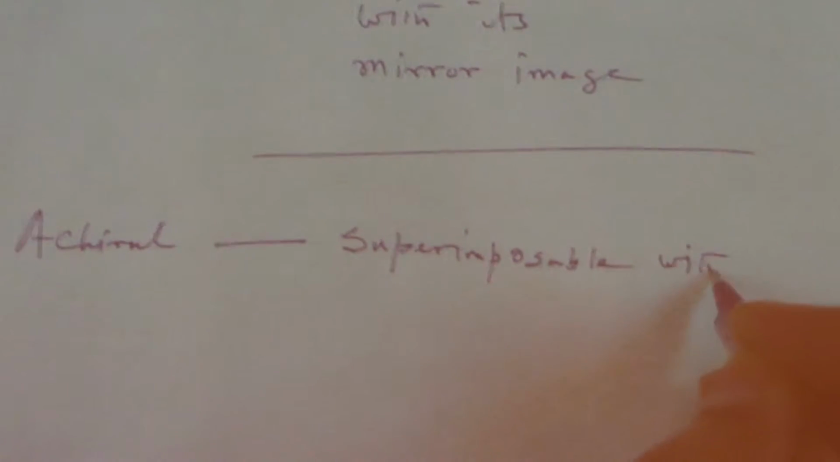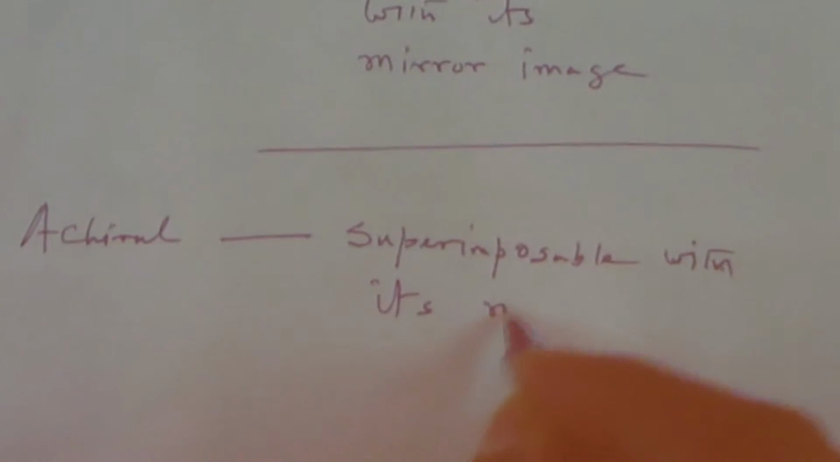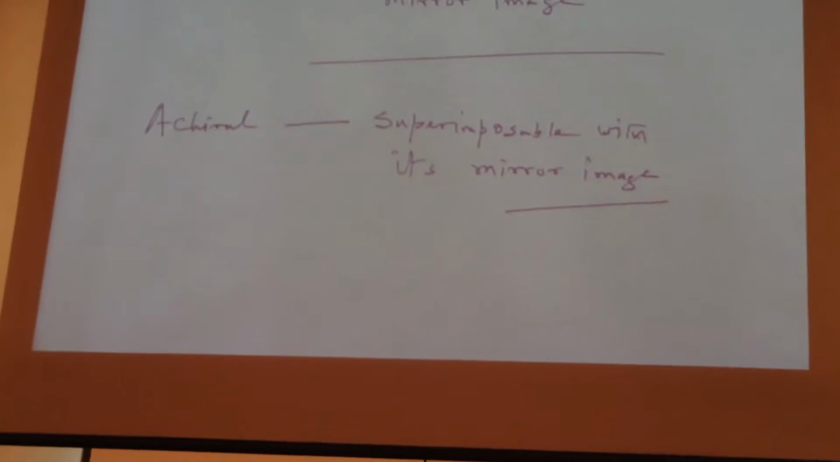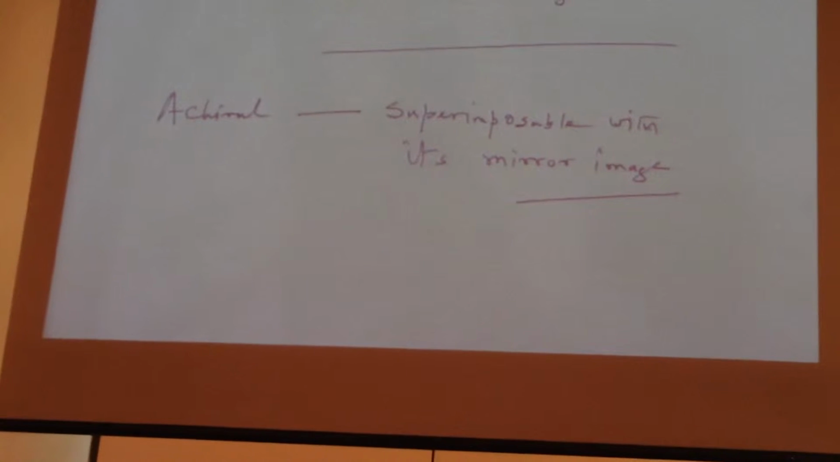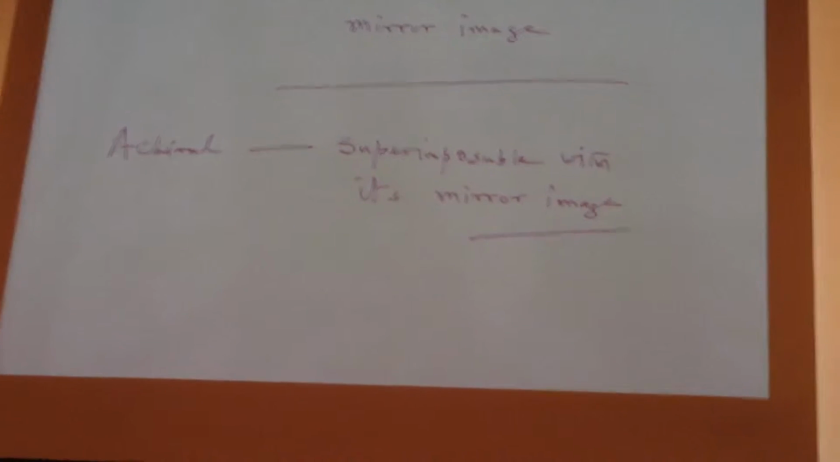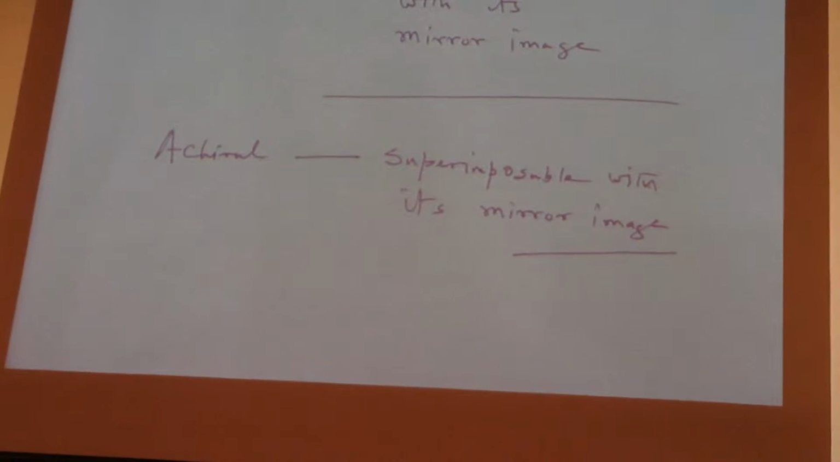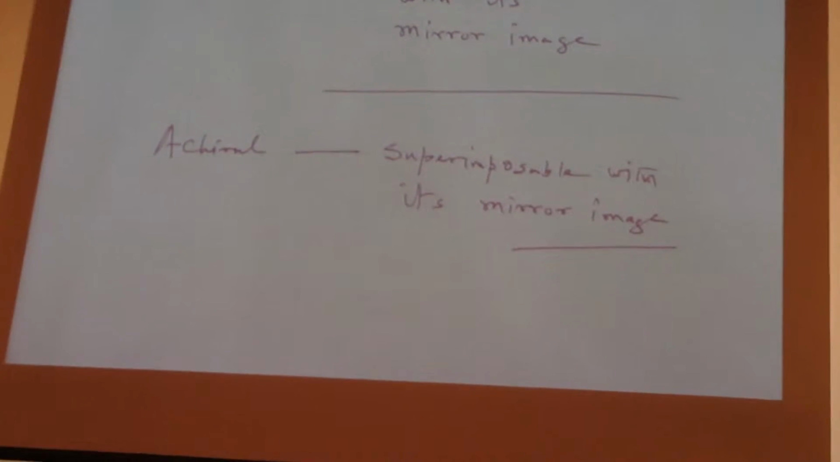So achiral means superimposable with its mirror image. So in nature also we see many things that are either chiral or achiral, depending on the object there. And there are some special properties to this.